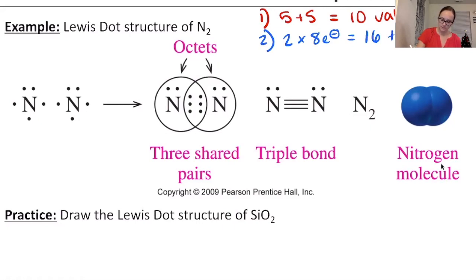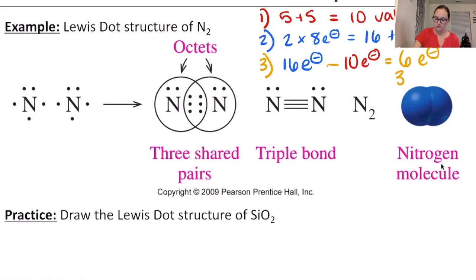And then lastly, we have our number of shared electrons. So we'll have our theoretical, 16, minus our number of valence electrons, 10. That equals our shared, which is 6 electrons shared, which corresponds to 3 bonds. We know that is true when we look at our actual molecule. Once we've completed it, we have 3 bonds between each nitrogen.